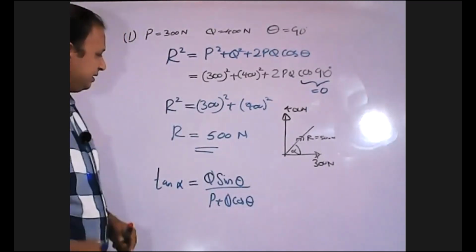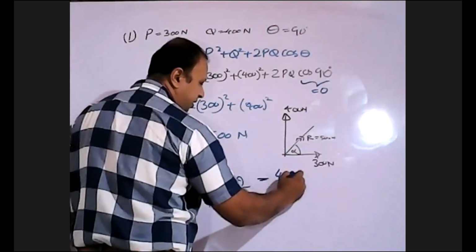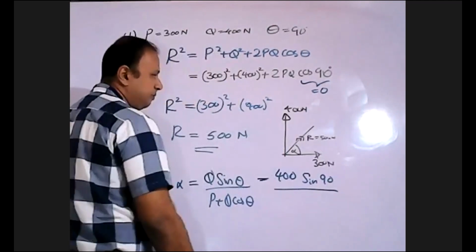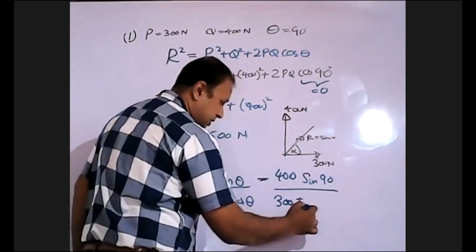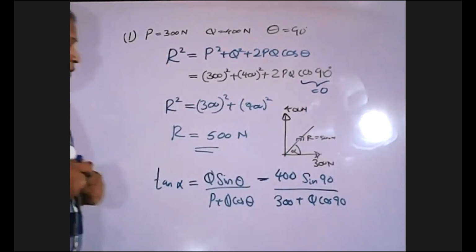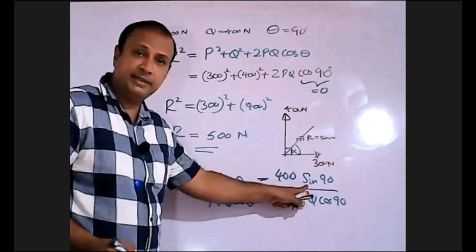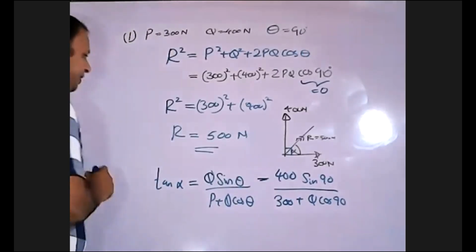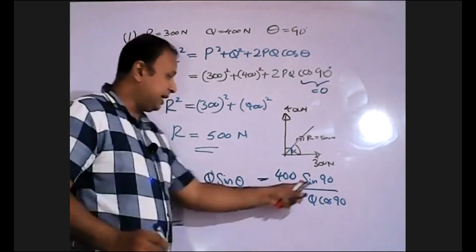Q sine theta means, Q means this one, 400 sine 90, and P means 300, plus Q cos 90. You know, now theta is 90, no? Therefore, sine 90. What is the value of sine 90? Sine 90 is equal to 1, no?